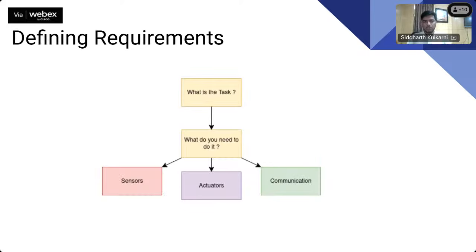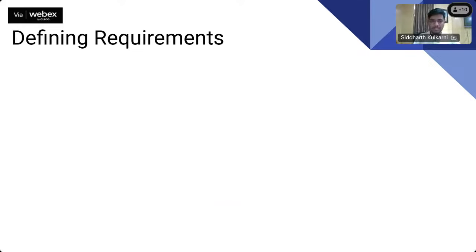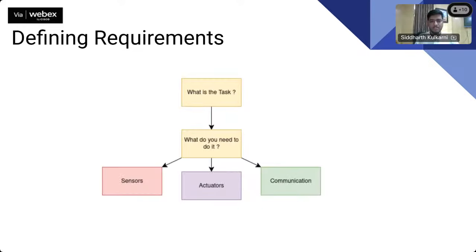So first, let's take a look at how I would typically define a requirement. It's not a very complex process. It is structured into three steps. First is what is the task that you want to do. Second is why do you need to do it. And third is the architecture that you need to do it. So for example, let's consider a soil moisture sensor.